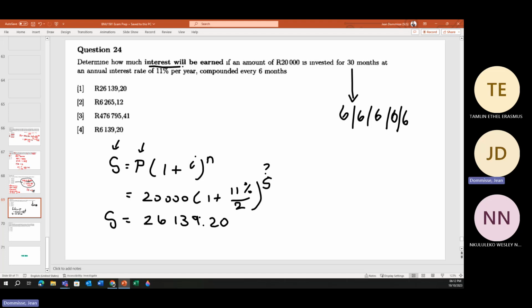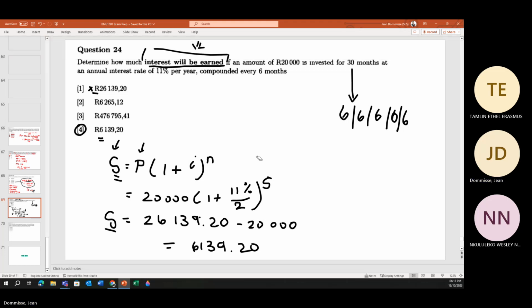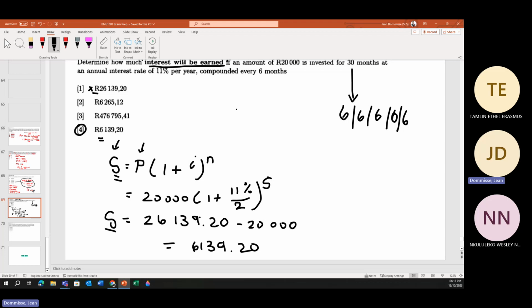They want us to work out what is the interest earned. So just be careful. For that S, there is a value or an answer, but that is not what we're looking for. We're looking for the interest earned. So we must subtract the 20,000, because that's with what we started. So what we will end up with is 6,159.20, which is option four. Okay, so just be very careful, because it's so easy that we've got everything to work out the future value, but what is important, they are looking for the interest earned. So we need to then subtract that component of what we started off with to get the interest earned.